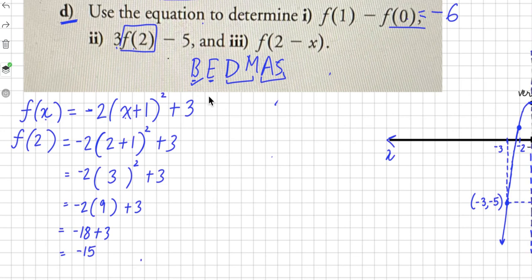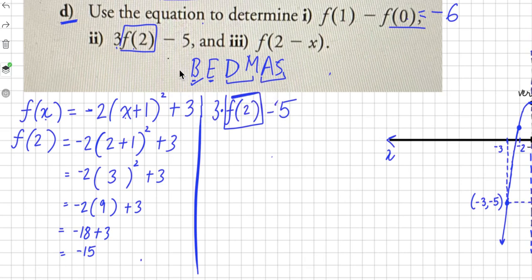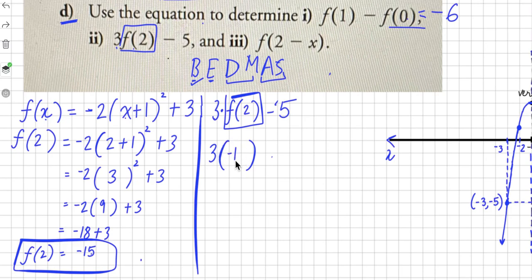But the question is asking about 3 f of 2 minus 5. Remember that here, this is 3 times f of 2. I know what f of 2 is. We just got that here, right? This was the f of 2 we just got. So f of 2 is negative 15. So it's 3 times f of 2, that's negative 15, minus 5.